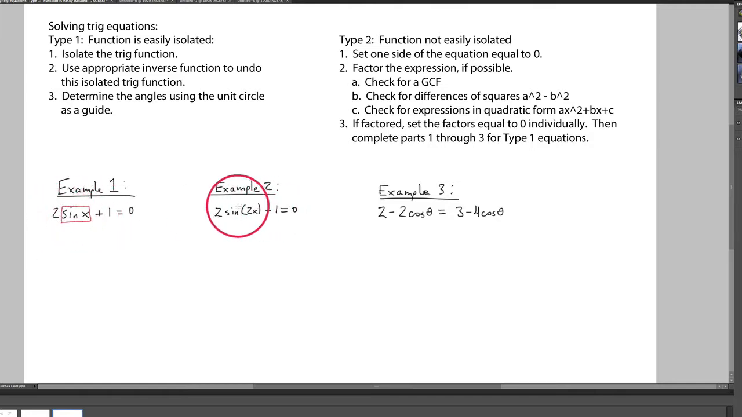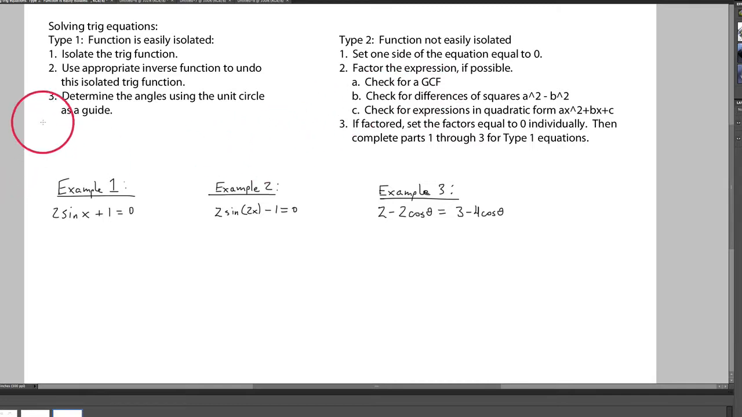So that's what we're going to focus on here: how we solve these by isolating, and what you do when you can't isolate the trig function. Let's take a look at a real quick set of steps. I boil this down into two types of equations: either I can easily isolate the trig function, or I just cannot easily isolate the trig function.